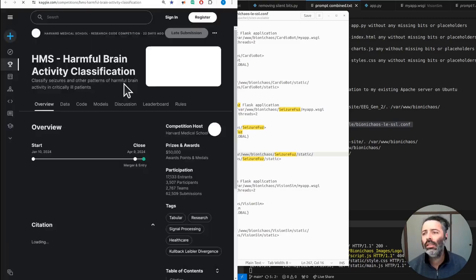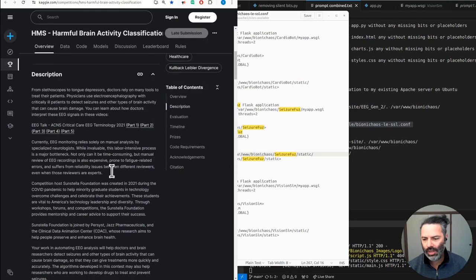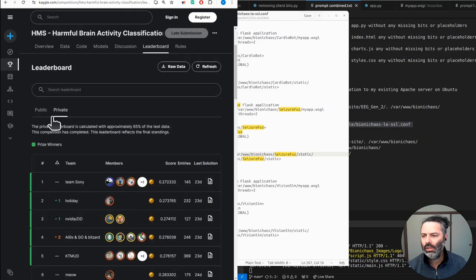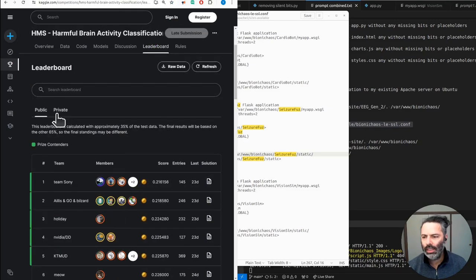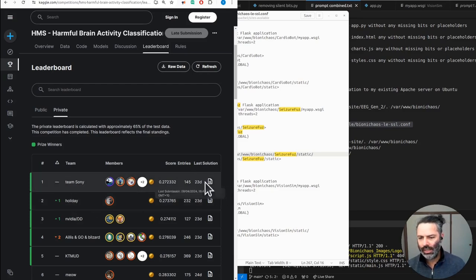Yeah, it's this Kaggle competition. There had $50,000 prize money, a leaderboard. They have public and private. Holiday went up. That's the difference between a public and private. A team Sony stayed the same.